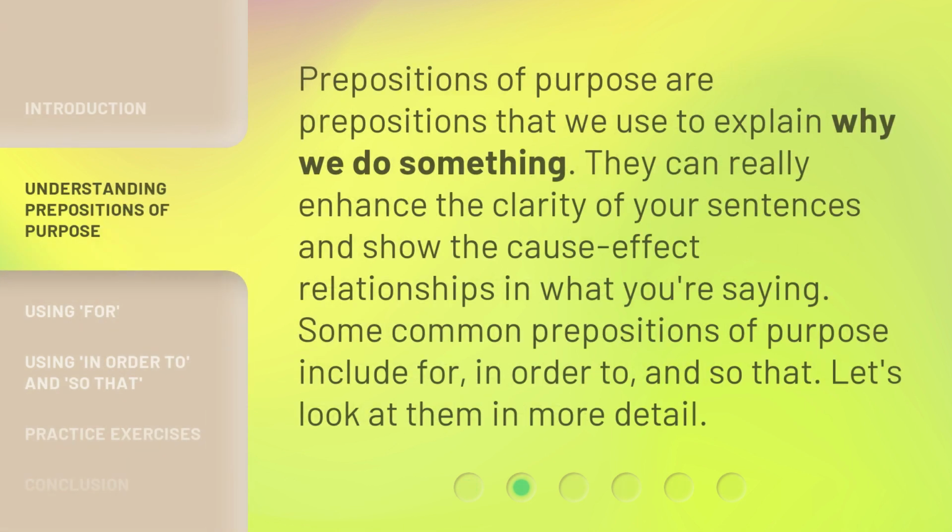Prepositions of purpose are prepositions that we use to explain why we do something. They can really enhance the clarity of your sentences and show the cause-effect relationships in what you're saying. Some common prepositions of purpose include for, in order to, and so that. Let's look at them in more detail.